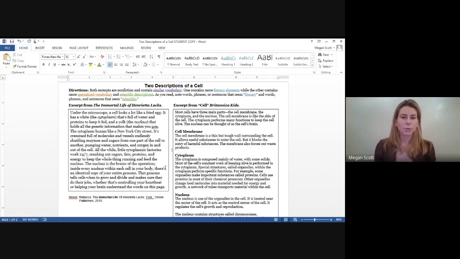The nucleus is the brains of the operation. Inside every nucleus within each cell of your body, there's an identical copy of your entire genome. That genome tells cells when to grow and divide and make sure they do their jobs, whether that's controlling your heartbeat or helping your brain understand the words on this page.